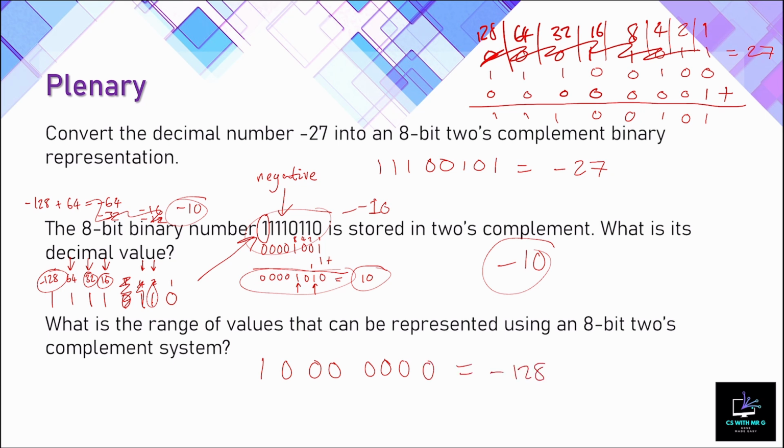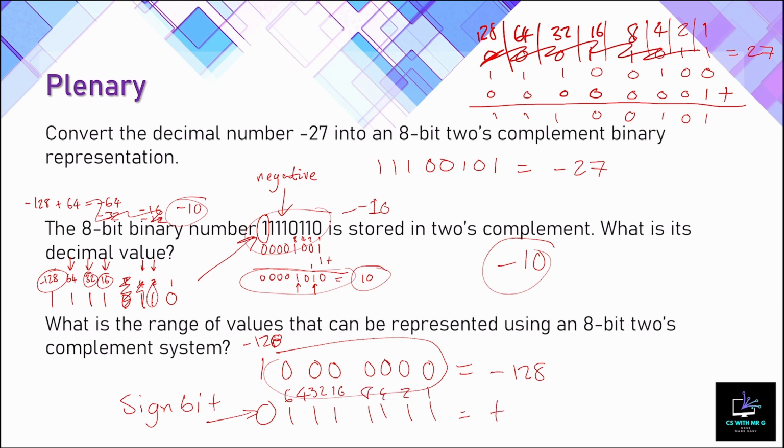If we use the previous example and we start off with our -128 in this column. As you can see, -128, add nothing, is still -128. So -128 is the smallest number that we can store. The biggest number is 01111111. As we said, this number here is the sign bit, so it doesn't represent any numbers at all. And then we're left with 64 plus 32 plus 16 plus 8 plus 4 plus 2 plus 1, which equals positive 127. So the range of numbers is -128 to 127.